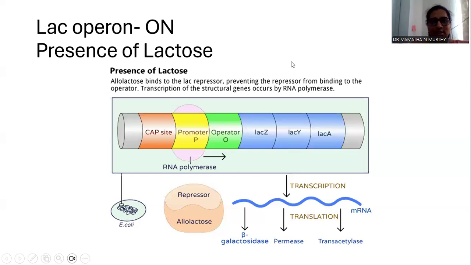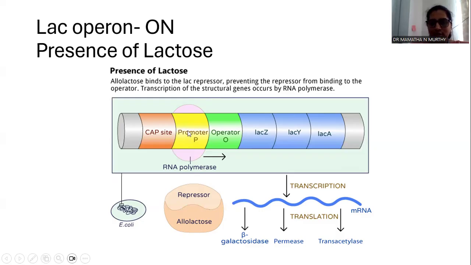In the other case, there is absence of glucose and lactose is available as the secondary source of energy for the bacterial cells. So now what happens? To metabolize this lactose, the lac operon gets switched on. Now the lactose or its isoform allolactose will bind to the repressor molecule. So now the promoter and operator regions are available for the binding of RNA polymerase. So basically RNA polymerase binds to the promoter region.